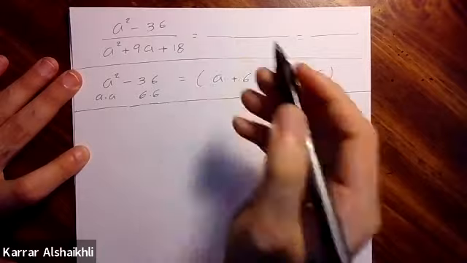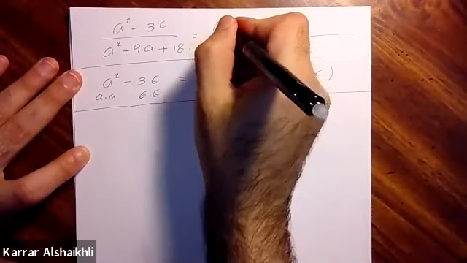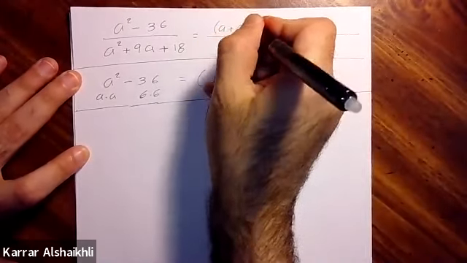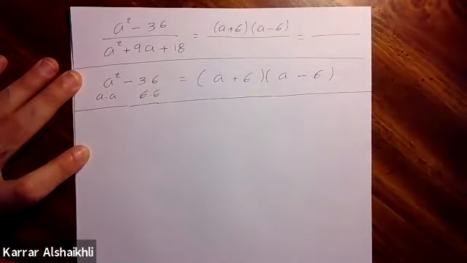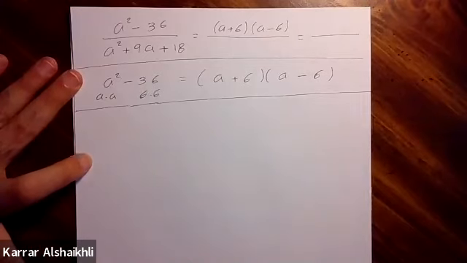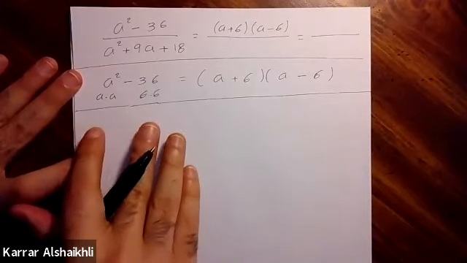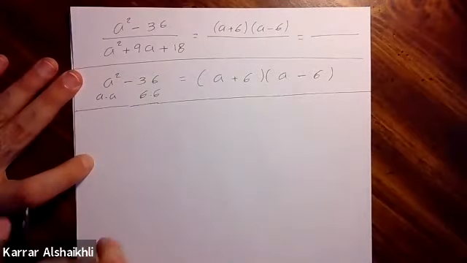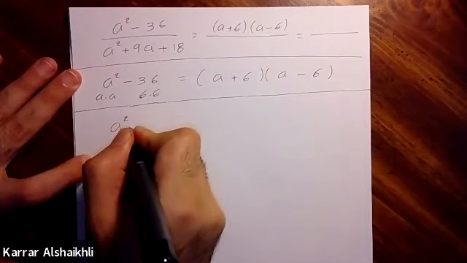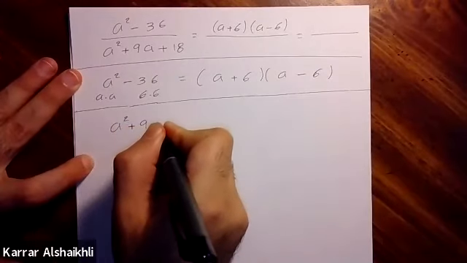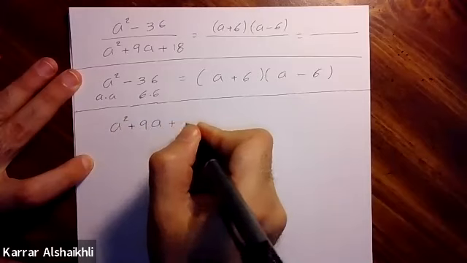I'm going to write down the result here. So it's going to be a plus 6, a minus 6. Then I'm going to write down the bottom part here, and we're going to use the AC method on the bottom part. So a squared plus 9a plus 18.